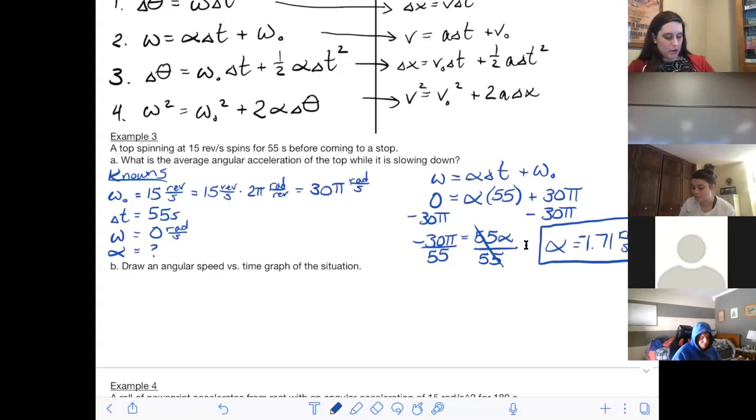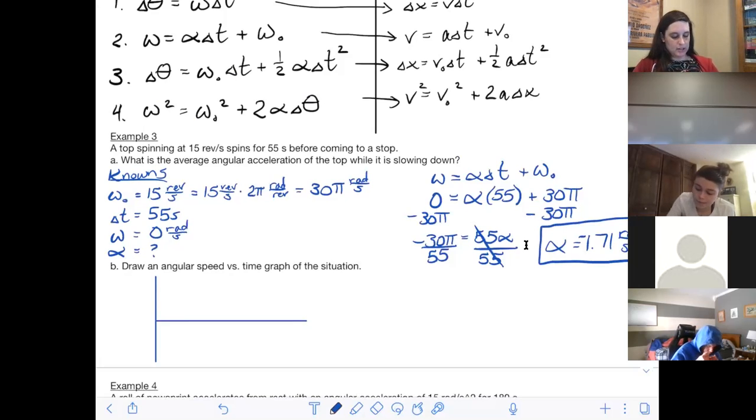Let's also do part B as long as we're here. Let's draw the angular speed versus time graph of the situation, just because in unit 2 in first semester, not only did we solve a whole bunch of word problems using algebra, but we looked at tons and tons and tons of graphs, right? Because graphing motion was very important to us. So graphing rotational motion is going to be very important to us as well. So this is going to be an angular speed versus time graph.